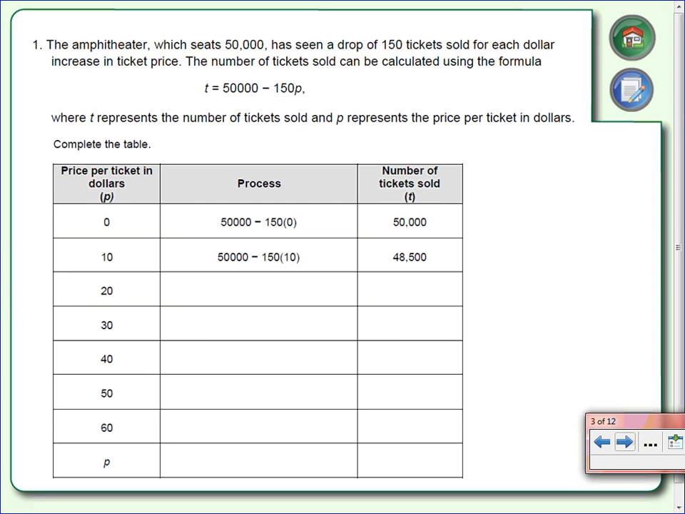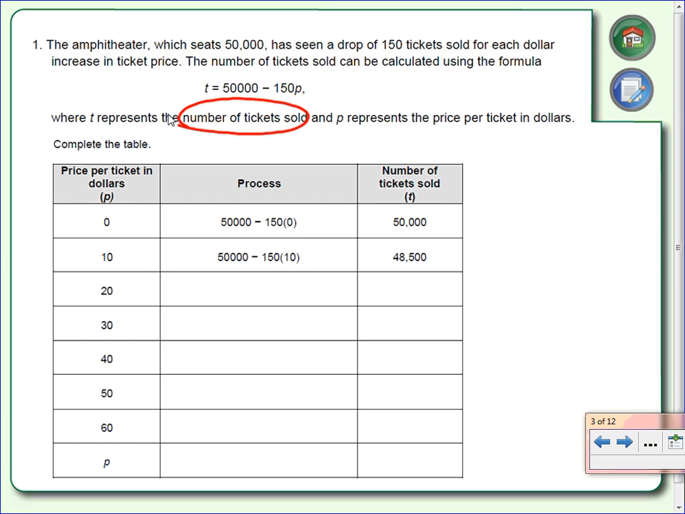It says that as seen, they see a drop of 150 tickets sold for each dollar they increase the ticket price. The number of tickets sold can be calculated using the formula T equals 50,000 minus 150P, where T is going to represent the number of tickets sold, and P is going to represent the price per ticket. So I need you to circle a couple of things for me. First thing we're going to circle is what the T represents. The T represents the number of tickets sold. So circle that for me right here.